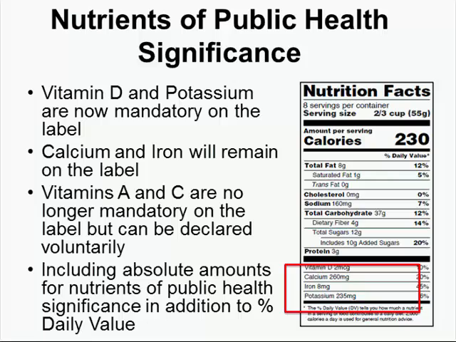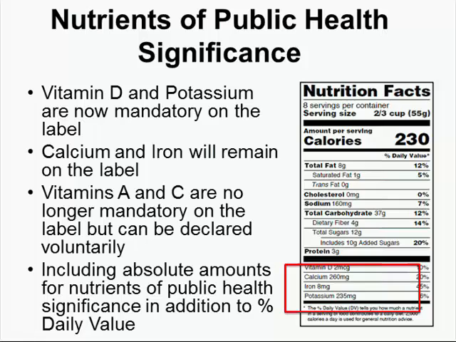Saturated fat, trans fat, and sodium remain nutrients of public health concern, and so they are maintained on the nutrition facts label. Vitamin D and potassium are now mandatory on the label. Vitamin D is associated with a reduced risk of osteoporosis, and vitamin D intakes are consistently low in Americans, particularly in the winter months where vitamin D status declines greatly for many Americans.